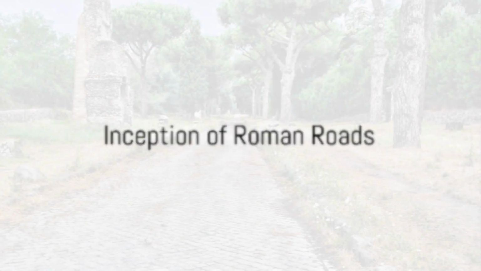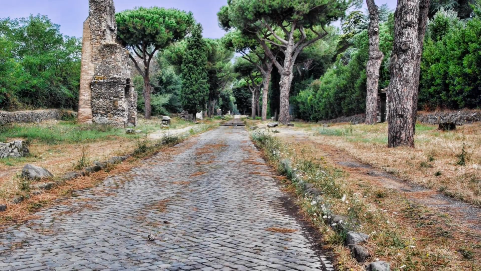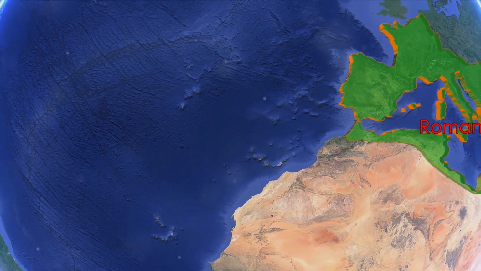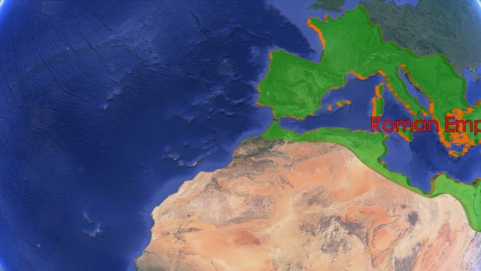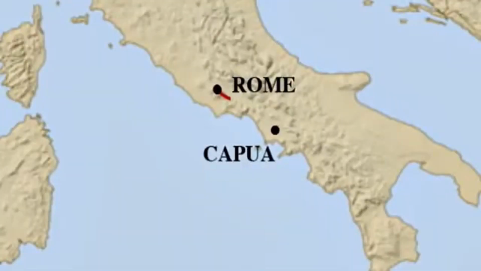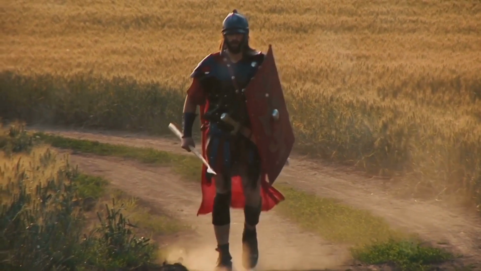The genesis of Roman roads takes us back to 312 BC, with the construction of the Appian Way. The birth of Roman roads wasn't a random event, but a strategic move, a calculated step aimed at strengthening Rome's grip on its territories. The Appian Way, the first major Roman road, was constructed primarily to serve as a supply route during the Second Samnite War.